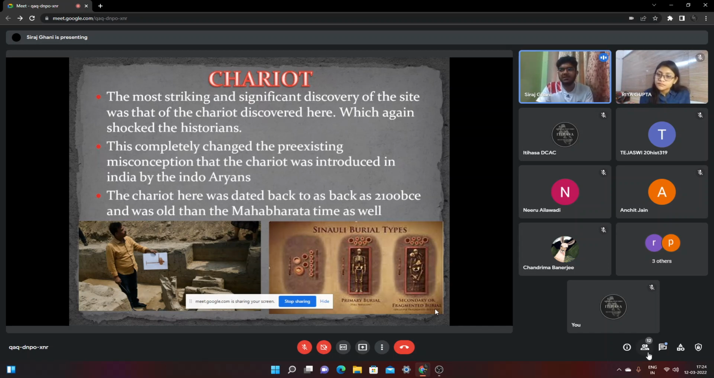That theory was really shattered, as the chariot which was discovered in Sinoli was far earlier in time than when the Aryans brought it.